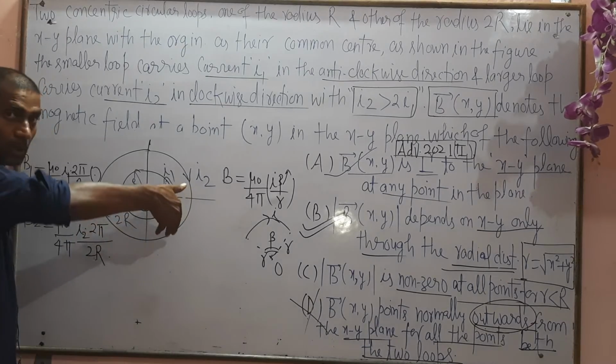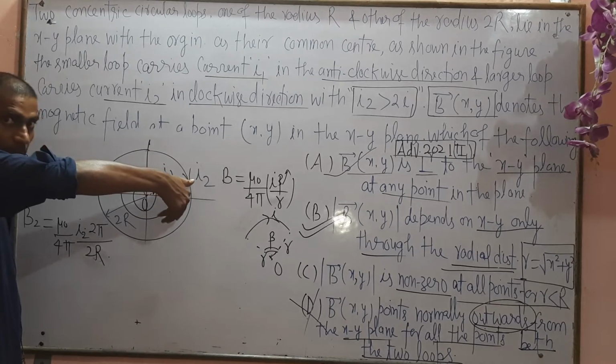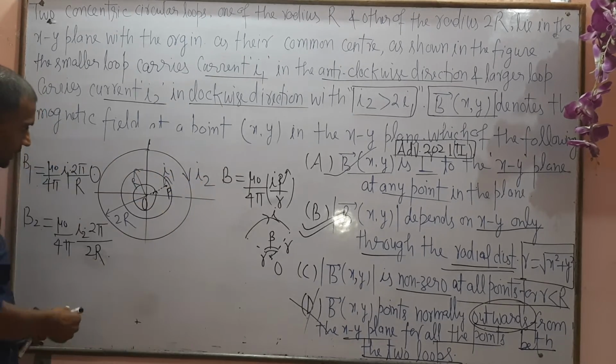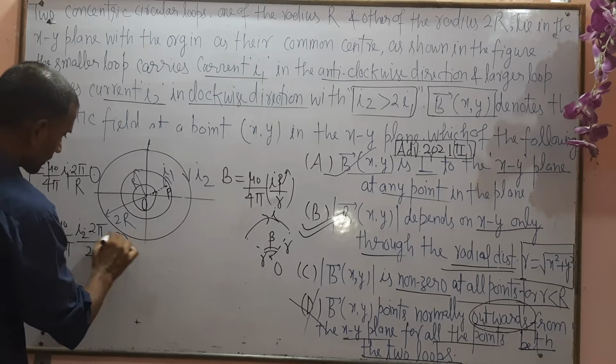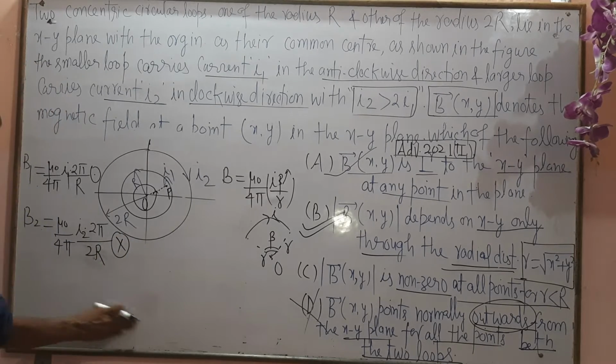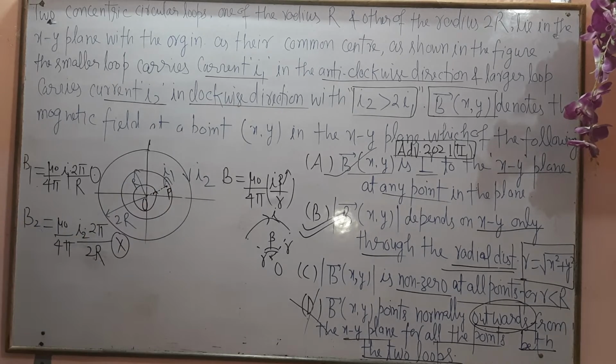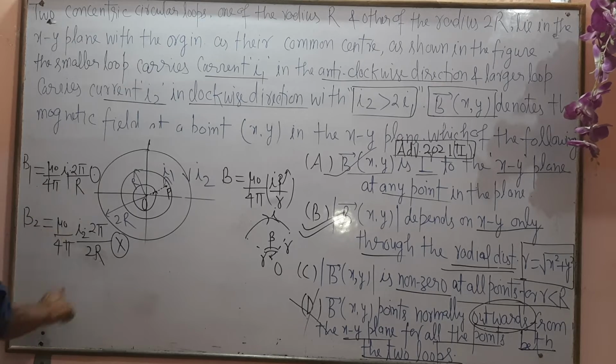So what will be the direction of the magnetic field due to I2 at the origin? That is the cross, which will be inside. Let us check the net direction of the magnetic field of these two wires. This is B1, which is inside. This is B2, which is outside. Let us check at that point.